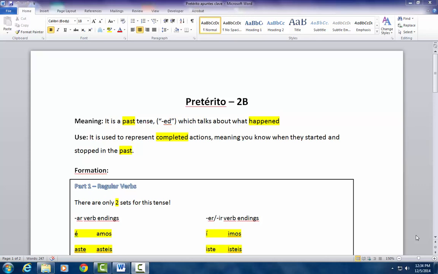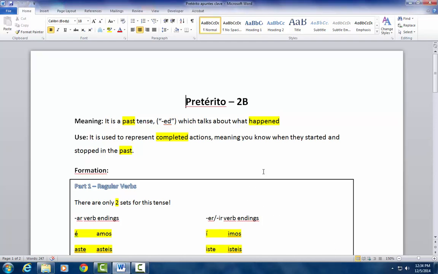Okay, hola muchachos. Today we are going to be talking about the preterite tense, okay? This is a past tense. Please fill in everything in yellow that's on your note sheet, which means in English we usually speak with -ed at the end of the verb for past tenses, although English does have a lot of irregularities, and we use it to talk about what has happened. Okay, we use it to represent completed actions, meaning you know when the action started and when it stopped in the past.